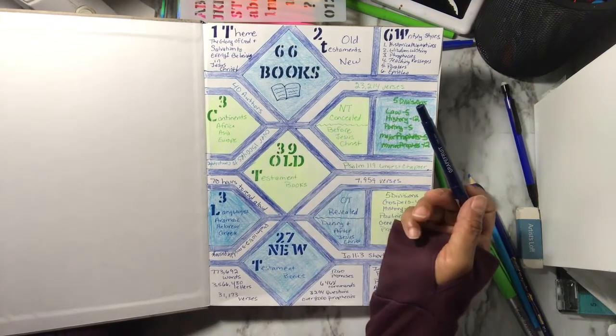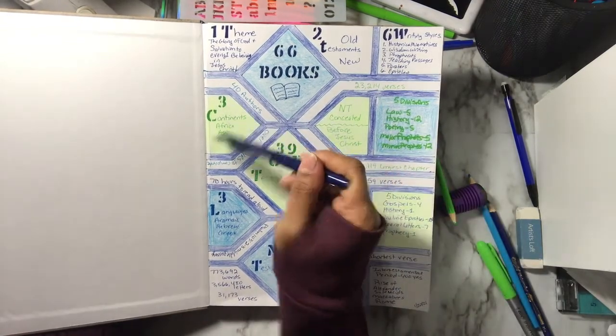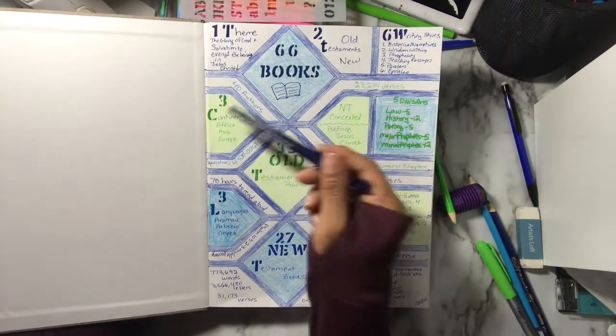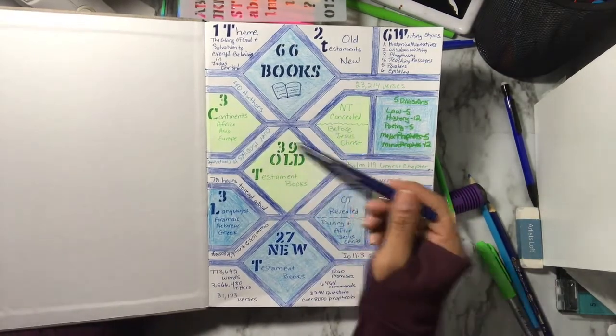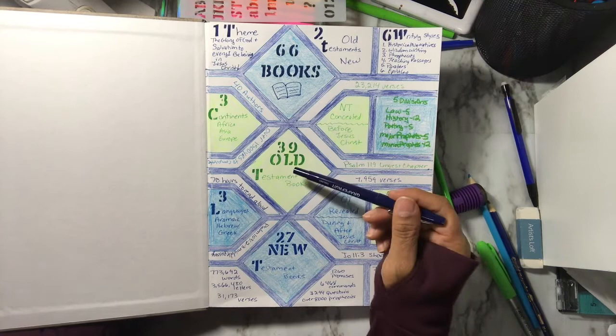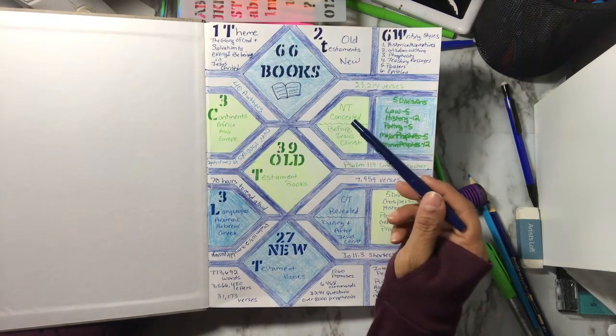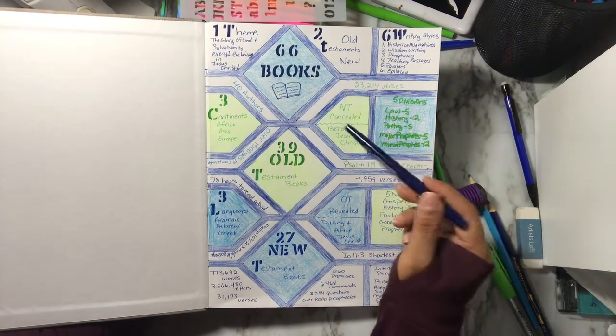And a lot of people don't know a lot about Black history. Well, if you read the Old Testament, you'll learn a lot about Africa. You'll learn a lot about Black history. There's 39 books in the Old Testament. The Old Testament is the New Testament concealed. It is the period before Jesus Christ.